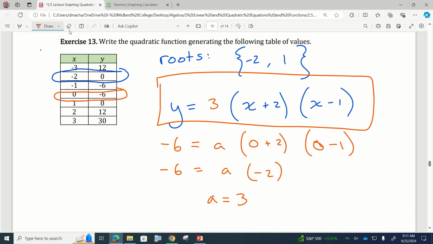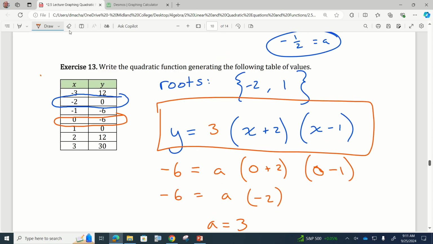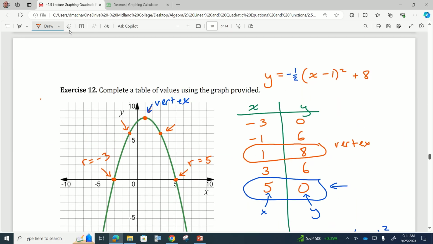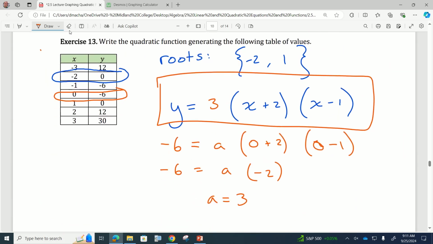Once you have it in factored form, then you could choose to rewrite it in expanded form or vertex form or whatever. But if you're given a graph, I could have also said, well, one of my roots is at negative 3 and one of my roots is at positive 5. I could have written the factored form first and then tried to figure out what a is. Or you can look at the vertex coordinates here. I don't really know what my vertex is when I look at that table of values. And without knowing the vertex, the roots are the next best thing to try to work from.